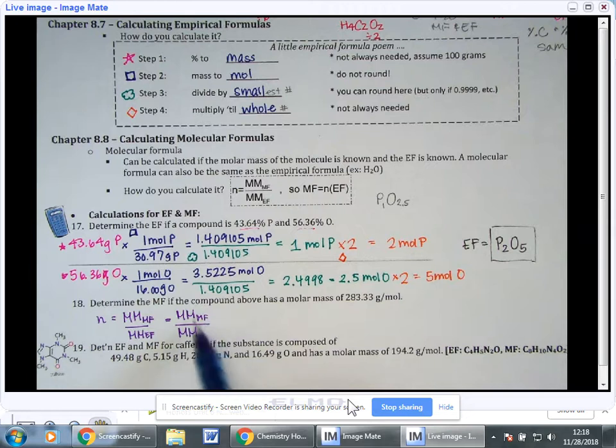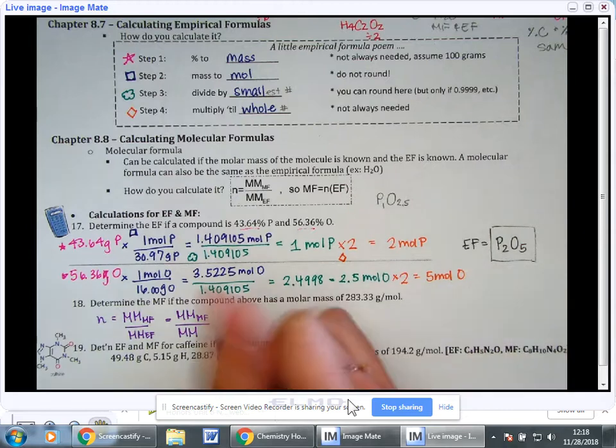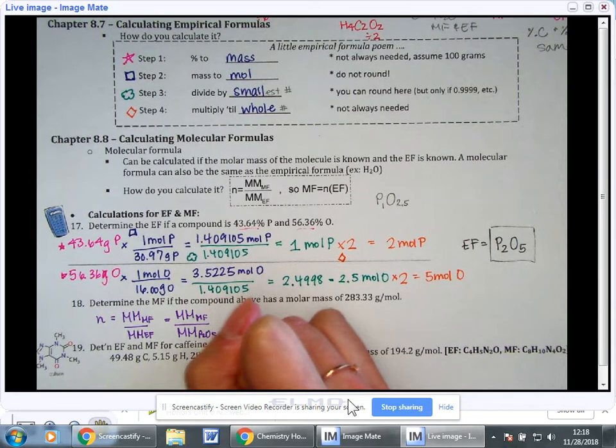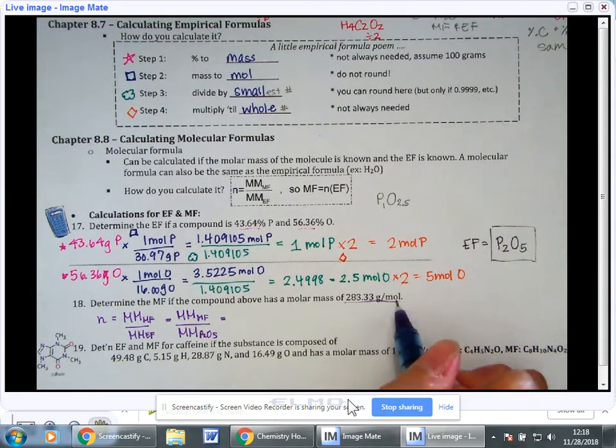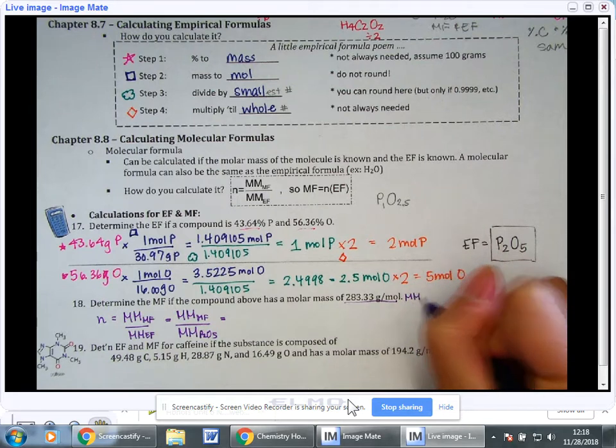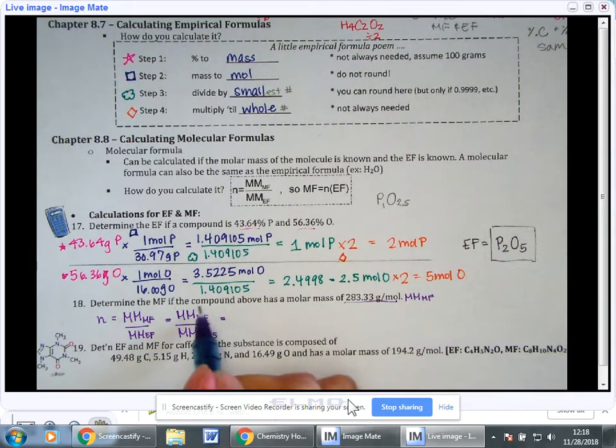So here we don't know what the molecular formula is because it's a determinant, so I left it as molecular formula. But for the empirical formula, we know what that is because it's asking about the compound above, the P2O5. So I'm going to write P2O5 right here. Now we can start to plug in some numbers. It says determine the molecular formula if the compound above has a molar mass of 283.33. So this number right here is the molar mass of your molecular formula, because it's of your compound.